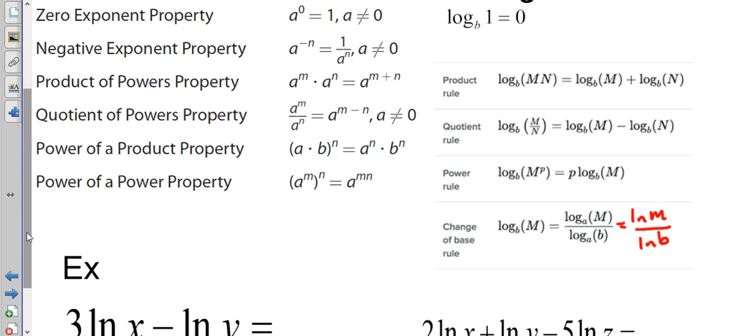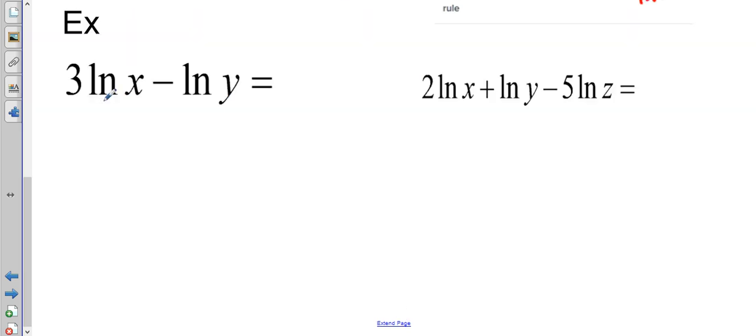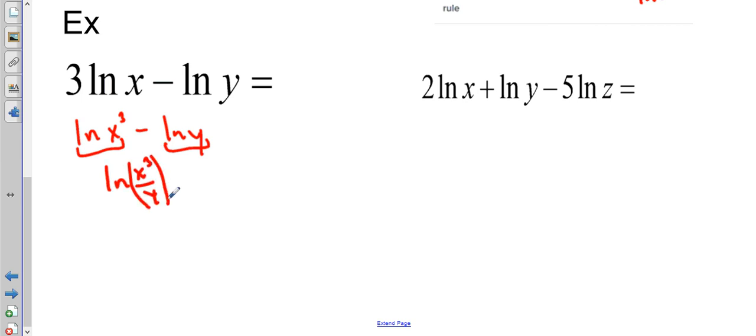Using these properties, if we want to condense an expression, here is a quick review. Whenever you have a log, I'm using natural log, a common one, since we have a coefficient, this can be written as natural log of x to the third minus natural log of y. Now we are subtracting two logs. Subtracting two logs of the same base is the same thing as dividing. So natural log of x to the third, we can write this over y. That would be our expression.